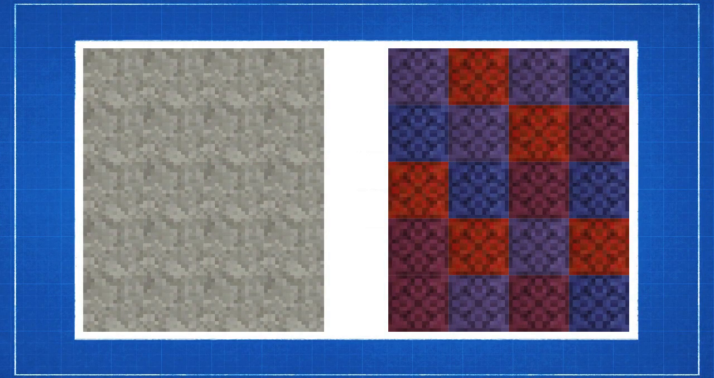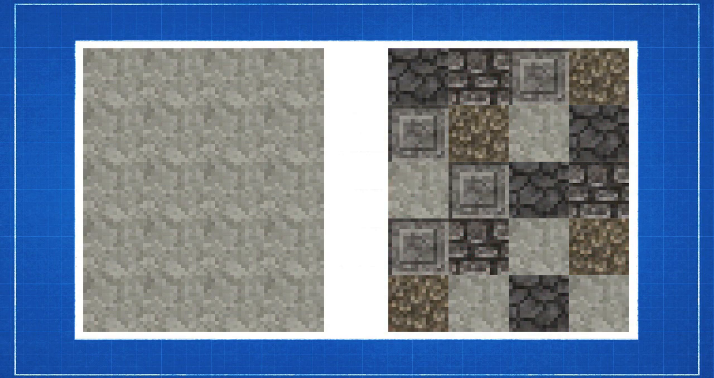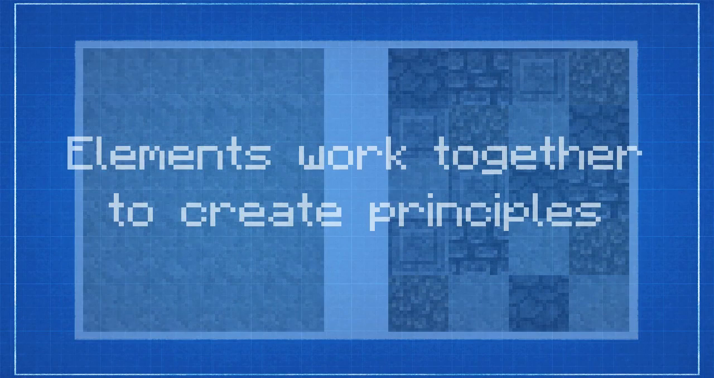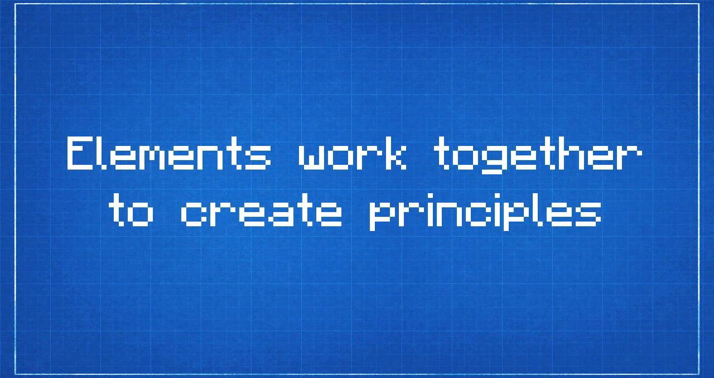To illustrate visual weight, we can look at this small design that I made. You'll notice that due to my use of the element of color, your eye is drawn to the right side of the picture on a more frequent basis than it is on the left side. We can make the same sort of imbalance with the element of texture, and so on. The greatest takeaway from this example is that the elements work together to create the principles.